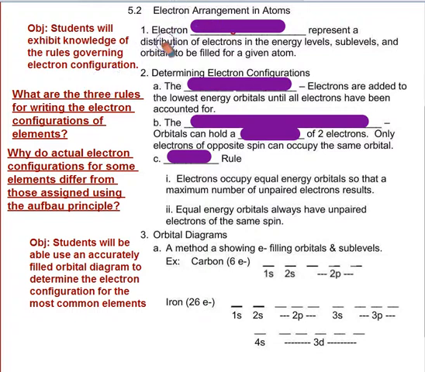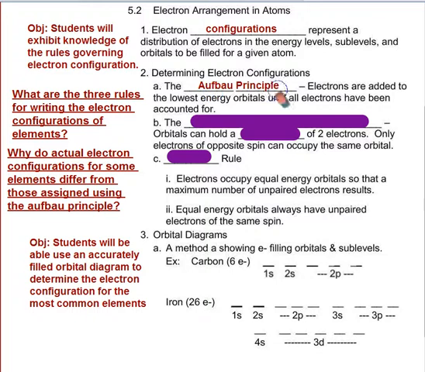So, electron configuration: electron configurations represent a distribution of electrons and their energy levels, sublevels, and orbitals to be filled for a given atom. Okay, and the way we determine the electron configuration is we use the Aufbau principle, a German word. Again, not sure what it means. I'll look it up for you at some other point.